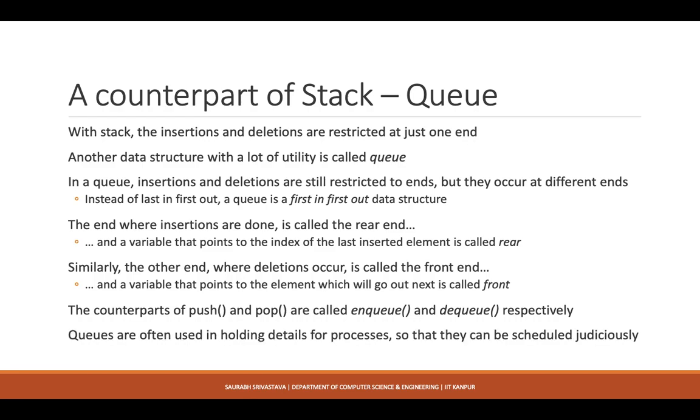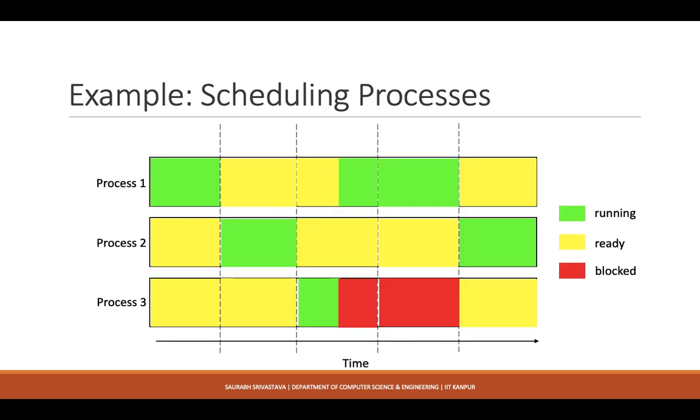Now, one common place where you will see queues, and when you study operating systems you'll hear this term far more often, is this: if you have gone through that digression lecture that talked about processes, one place where queues are often used is to store process details so that they can be scheduled in a judicious fashion. This is a very poorly made diagram, but if you have seen that digression lecture, you'll understand that I have three processes, and they are being given the CPU in a round robin fashion. So if a new process comes in, that process goes to the end of the queue, and whenever a process... I mean, it's not really exactly the same because there is a priority thing as well.